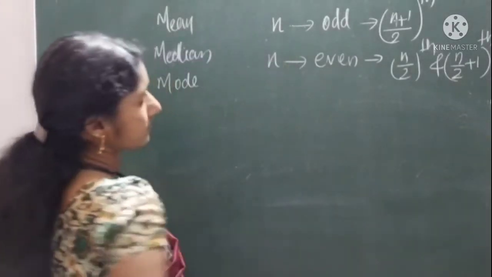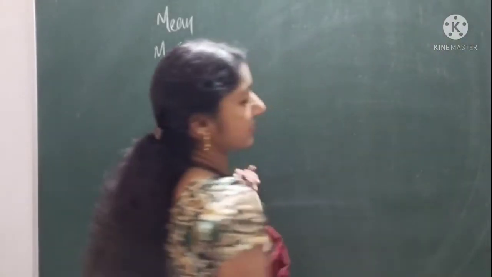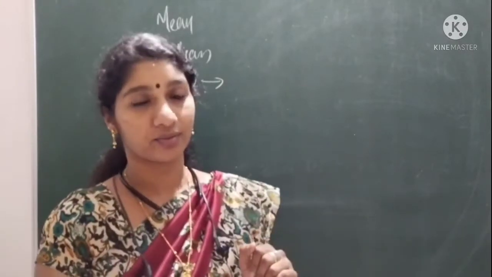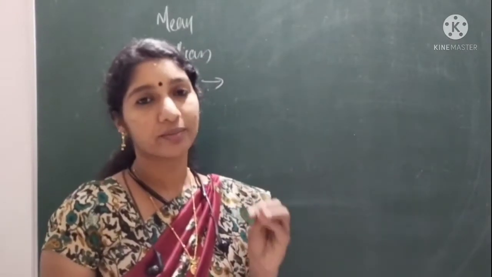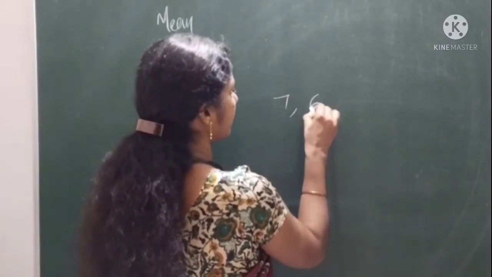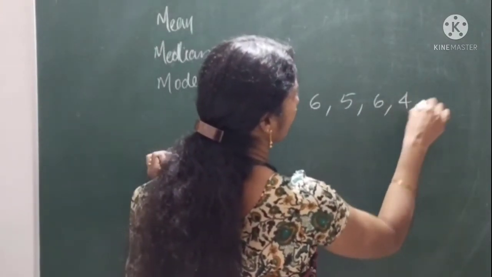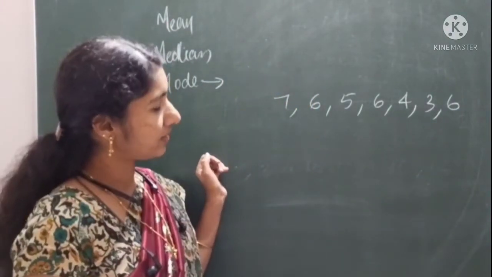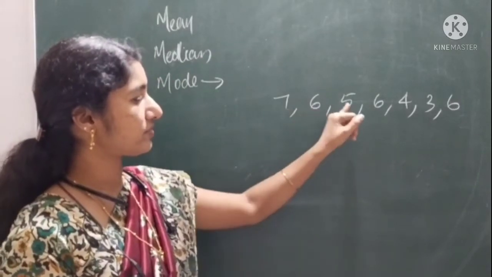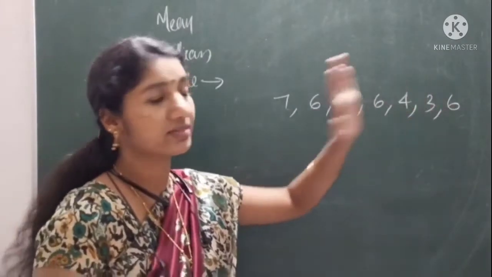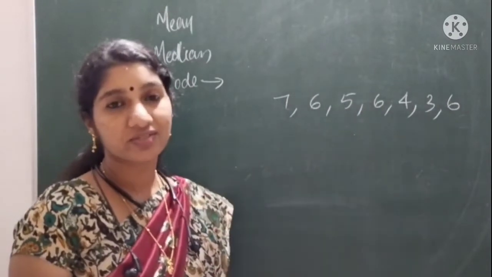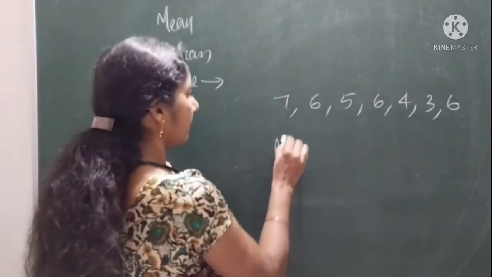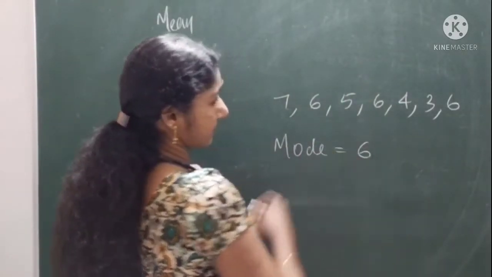Then the third measure of central tendency is mode. Mode is the most repeated value. Whichever number comes more times is called the mode. See one example: 7, 6, 5, 6, 4, 3, 6. Among these, 7 is one observation, 6 is one observation, 5, 4 and 3 are each one observation. Which value comes more times? 6 comes more times. So we can say mode is equal to 6.